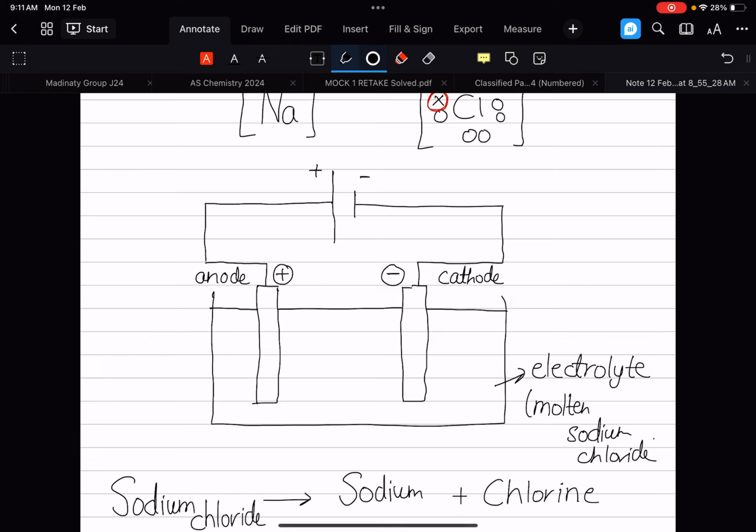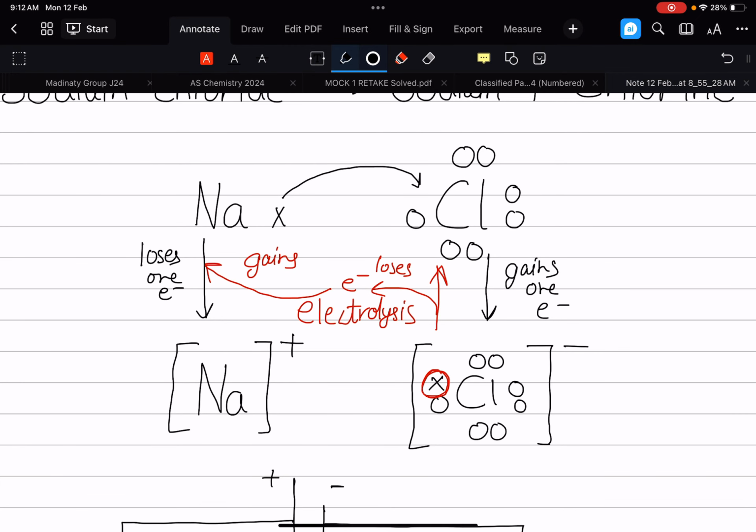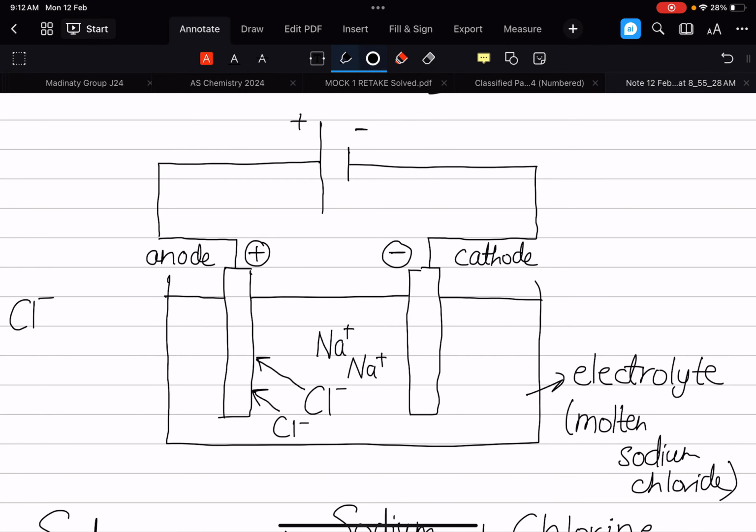This molten sodium chloride contains sodium ions, which are mobile because it's in the liquid state, and chloride ions, which are also mobile in the liquid state. What happens is that the chloride ions are attracted to the anode. Okay, and then what will happen at the anode? The chloride ions at the anode, we said that the chloride ions already gained one electron, and to return again to a chlorine atom, they need to lose the electron. So the chloride ion will lose the electron, returning again into a chlorine atom.